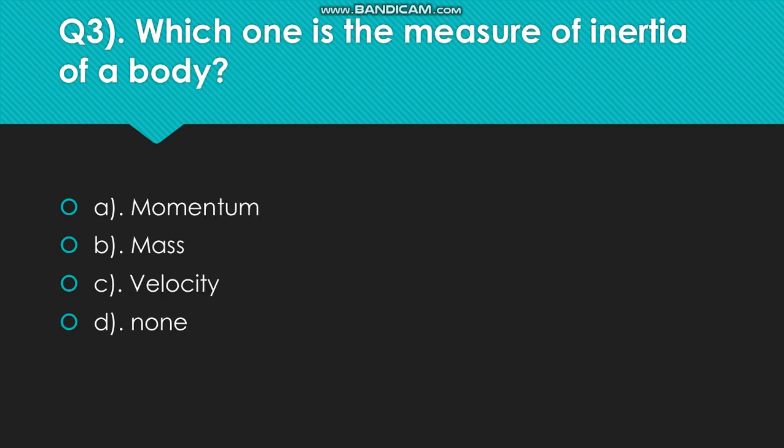Which one is the measure of inertia of a body? A very basic question asked in examinations. Mass is the measure of inertia. The mass of a body is the measure of inertia. This is related to Newton's first law of motion.